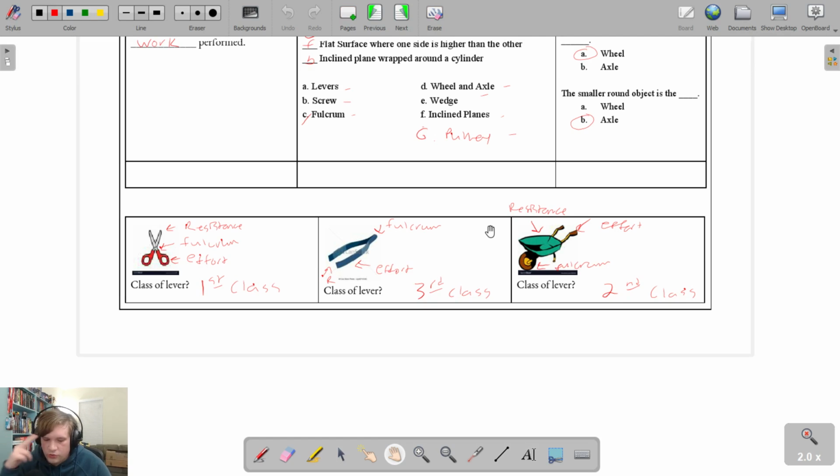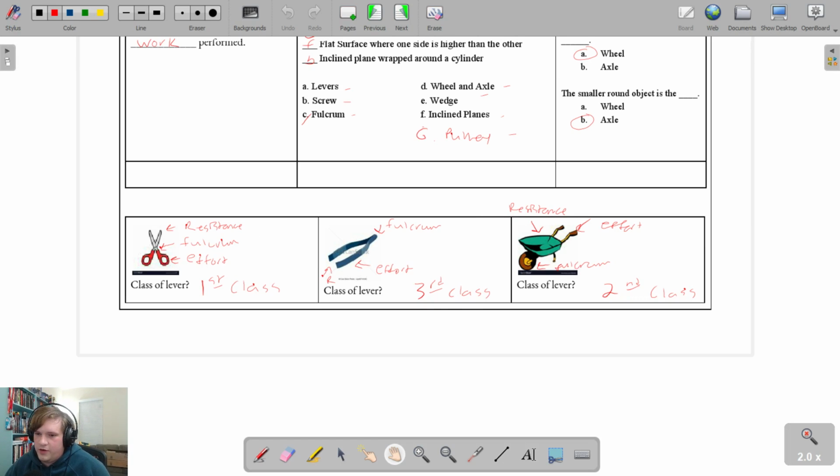And then being able to look at work and know that work does not change. Okay, you still do the same amount of work, but you are either going to trade off your force or your distance. You're either going to do more force over a smaller distance or less force over a greater distance. Okay, you need to get that all straight.